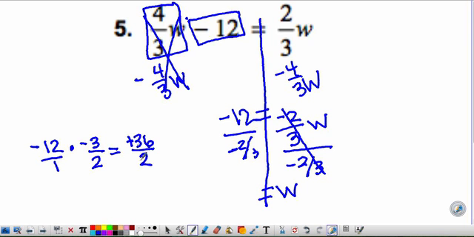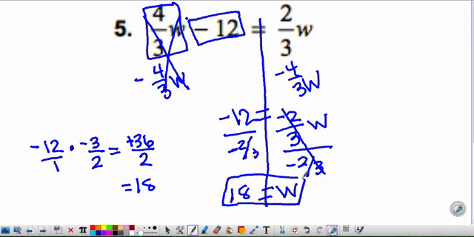So now we got it. Can we simplify 36 divided by 2? Absolutely. So W equals 36 divided by 2, which is not 12. 18. Let me show you some mental math. What's 30 divided by 2? 15. What's 6 divided by 2? 3. What's 15 plus 3? 18. So 18 is equal to W.